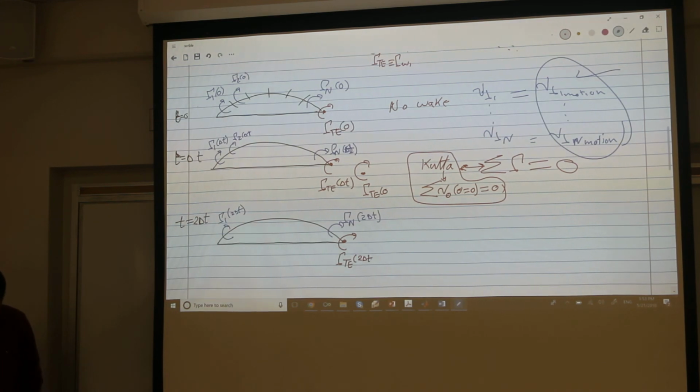Now how many point vortices in the wake? 2. This one maybe moved a little bit like this. This is the one from before, so this is at delta t, and at 2 delta t it maybe moves like this. Gamma trailing edge at 0. So if you want to connect the wake, it will look something like this. Okay?